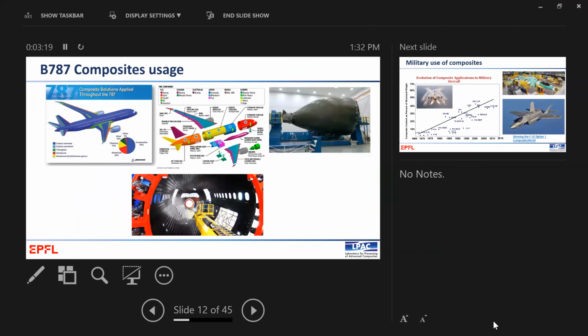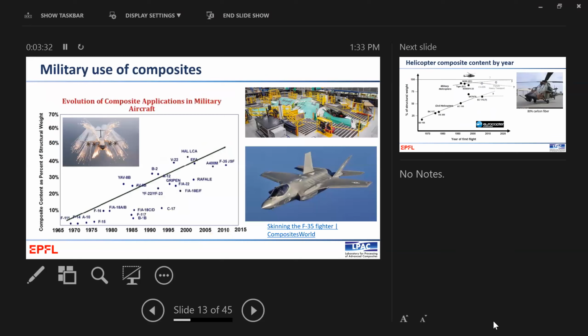Boeing have done the same thing. You know, they're as advanced as Airbus are. The 787, you can see again, the fuselage section, and you can see some of the different companies involved. So it's a global industry. Military is the same. You can see percentage of composites going up.